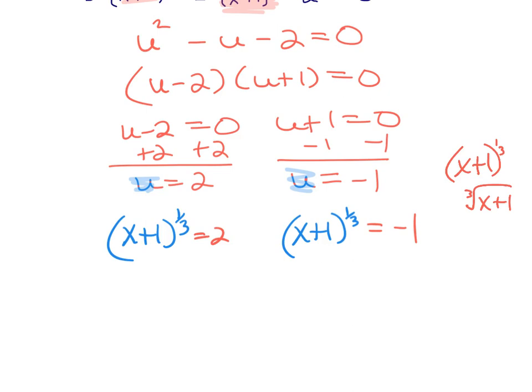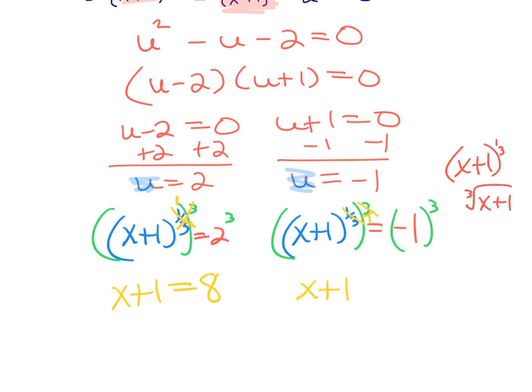So in order to get rid of the 1/3 power, I am going to raise both sides to the 3rd power, because 1/3 times 3 becomes a 1. So now I just get x plus 1 equals 2 to the 3rd, which is 8. Here again, when I multiply 1/3 times 3, the x plus 1 comes out. -1 to the 3rd power is -1.